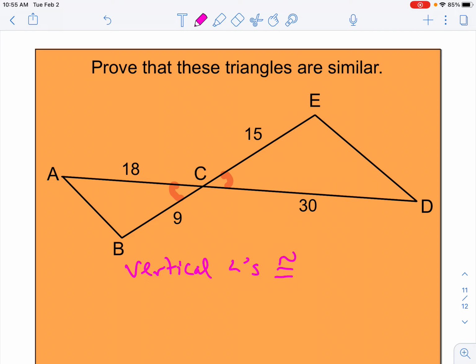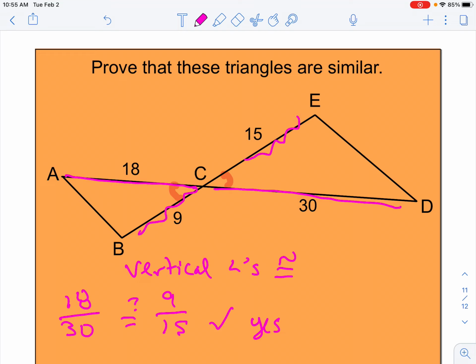And let's see if we have corresponding sides. So the larger side compared to the larger side, 18/30, is that the same as 9/15? And so we have two sides that are proportional. And so these two triangles will be similar by side, angle, side, because this angle is the included angle between the sides. That's important.